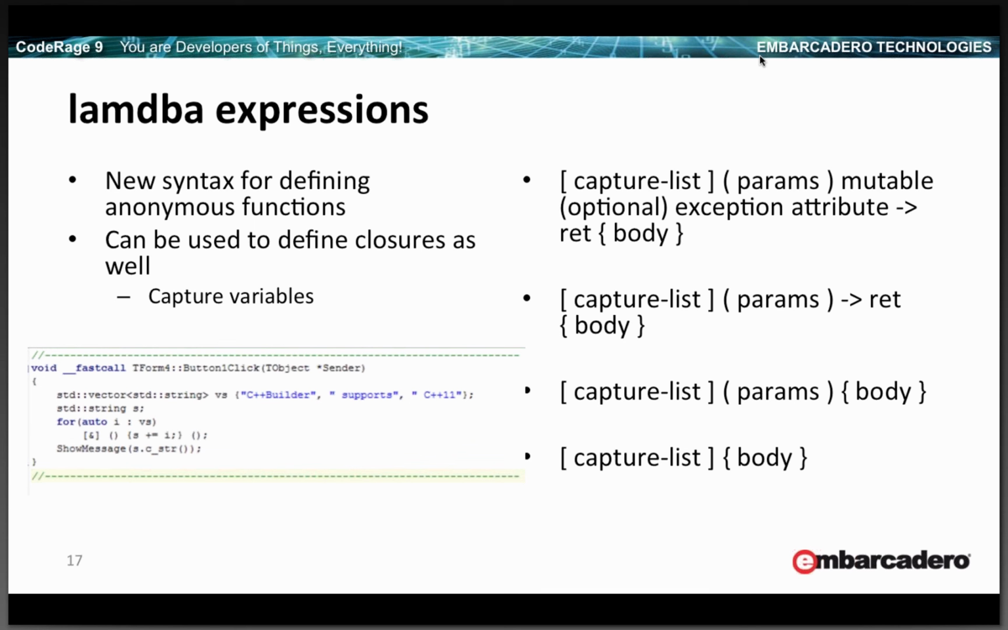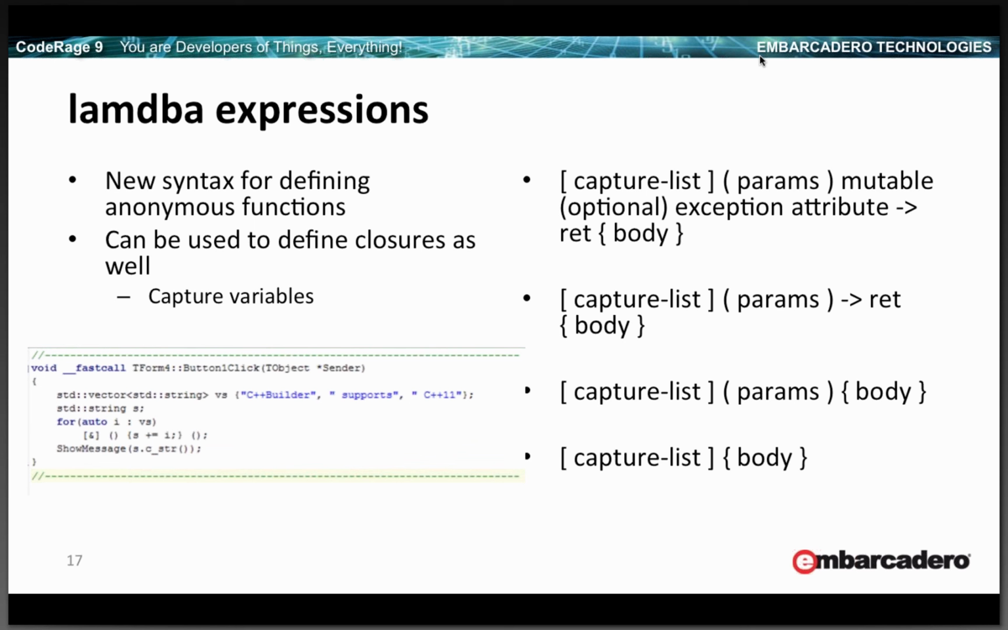Next, you pass the parameters in the parentheses. You have some optional stuff that you can do here also, where you can specify things like exception attributes or a return type. The return type will use that arrow operator, and then the type right before the body to specify what the return type is. And then finally, the body within curly brackets.